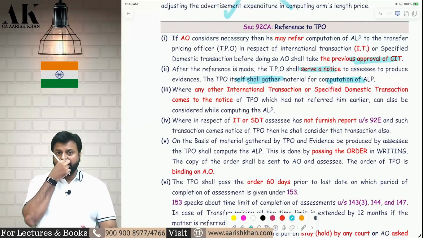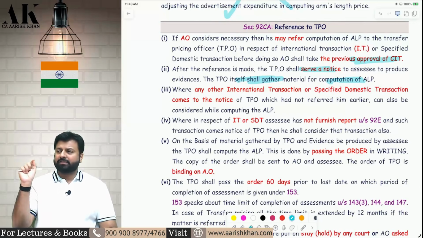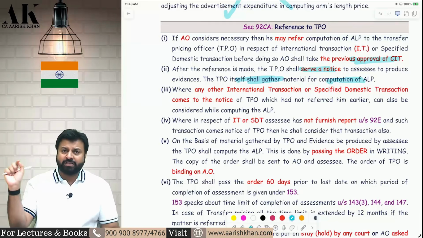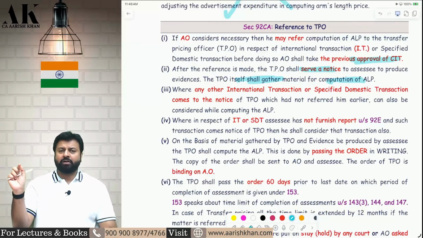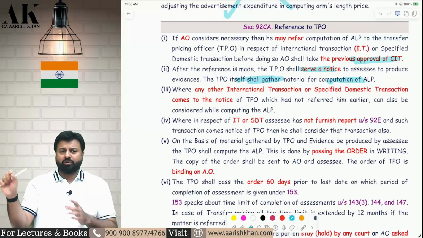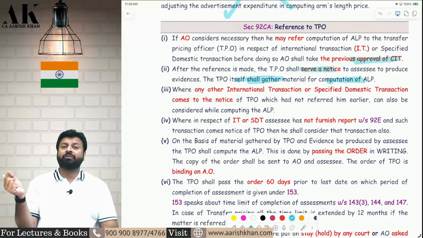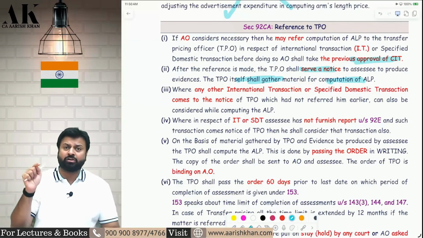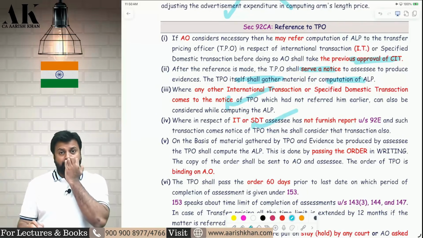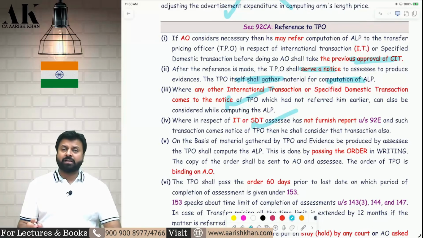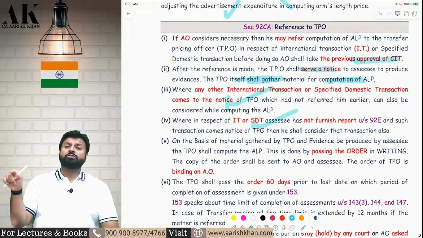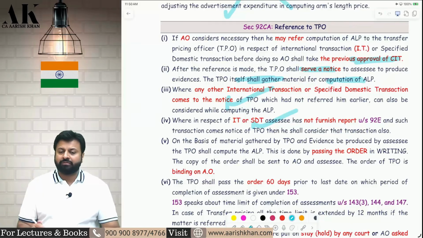Now, some very important issue. Suppose I have referred TPO that, sir, I am not able to understand the arm's length price of this royalty. Please try to find out the arm's length price of this royalty. So the TPO will identify the arm's length price of this royalty. Now the question is, if TPO suo moto wants to find out the arm's length price of some other transaction also, like FTS, like purchase sale, can he do so? The answer is yes. The TPO has been given the power to find out the arm's length price of other transaction also which are not referred to him. So he can find out the arm's length price of the transaction which is referred by AO and also which is not referred by AO. I hope it is clear to all of you.